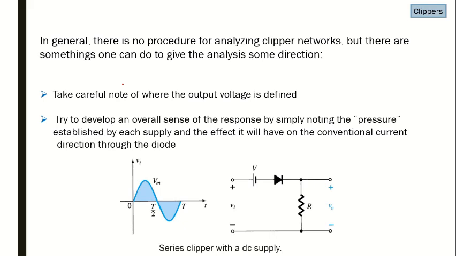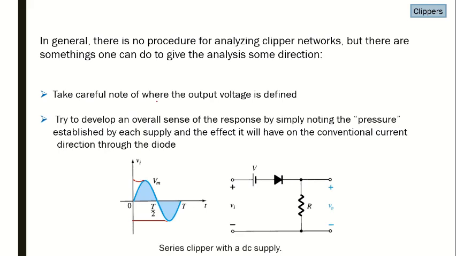In general, there is no fixed procedure for analyzing clipper networks, but there are some things one can do to give the analysis some positive direction. So here is a signal. This is a sinusoidal signal with a magnitude of Vm. Definitely it will be minus Vm on the other side. The total time period is T, and the first half cycle is covered in T by 2, and the second half, the lower lobe, is in the time period of T by 2 to T.